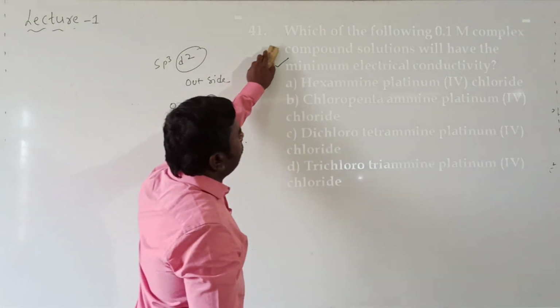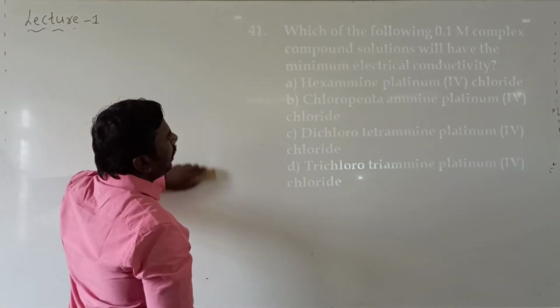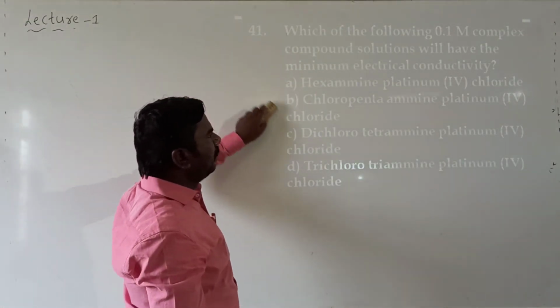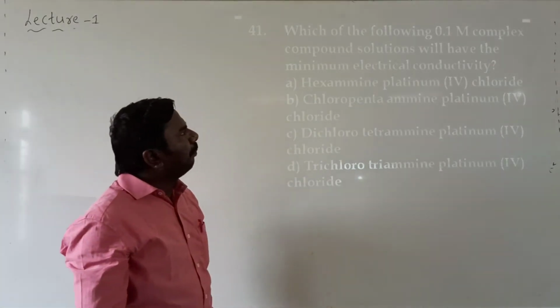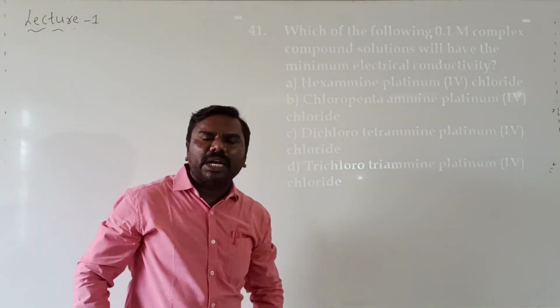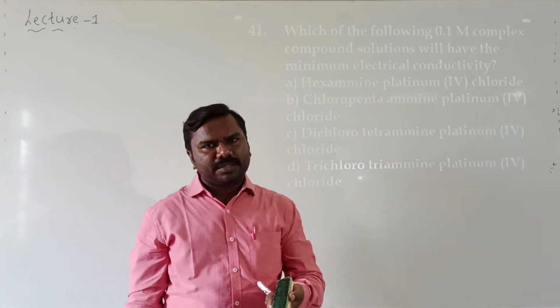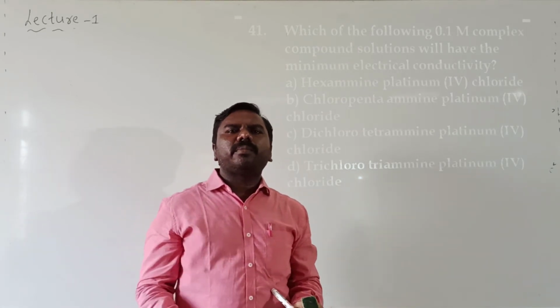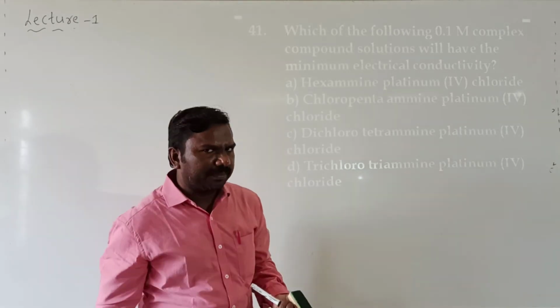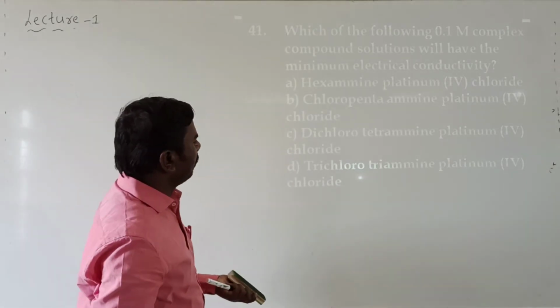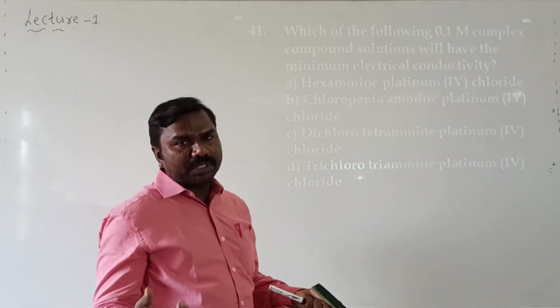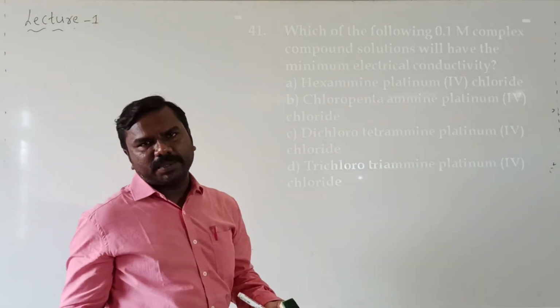Question 41. Which of the following 0.1 molar complex compound solutions will have minimum electrical conductivity? Electrical conductivity depends upon the number of ions. It means the more the number of ions, the more the conductivity. So we need the case with the fewest ions. I will verify the last option directly. You have to verify the remaining options also.